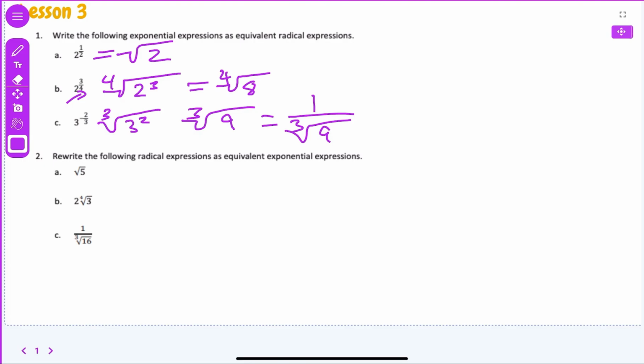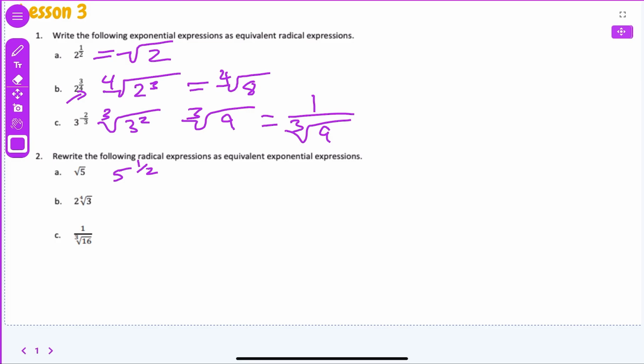All right, number 2, rewrite the following radical expressions as equivalent exponential expressions. So now you're taking the radicals and putting them in the exponent. Well, we know that that is simply the square root of 5, right? So that's going to be a simple 5 to the 1/2 power. Okay?